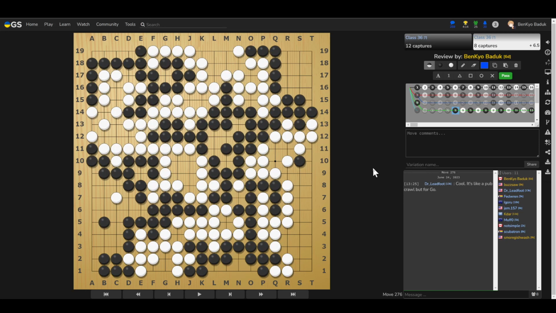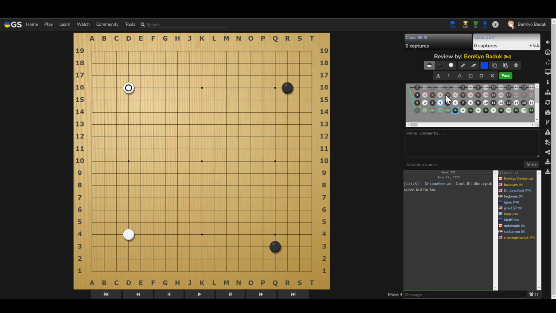BenKyo's 15-point rule. So before we actually get into these game examples, we're going to talk about what this 15-point rule is.